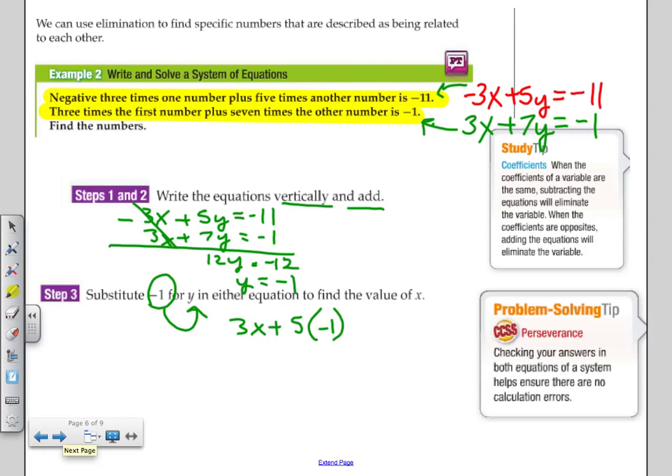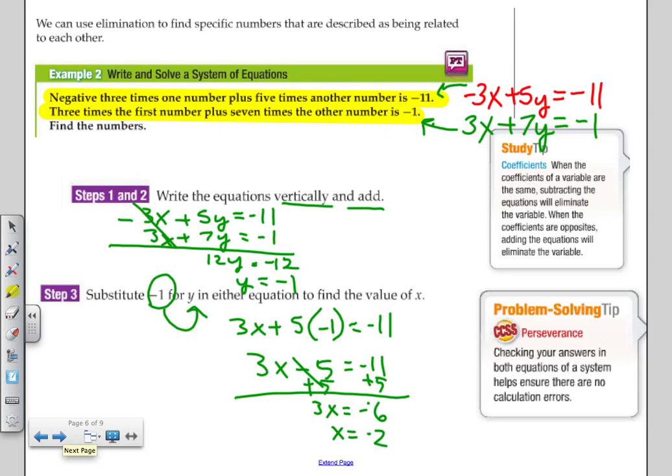5 times -1 is -5. So 3x minus 5 equals -11, plus 5, plus 5. 3x equals -6. So x equals -2. All right, so now we know x is -2, and we know y is -1. And there's our answer.